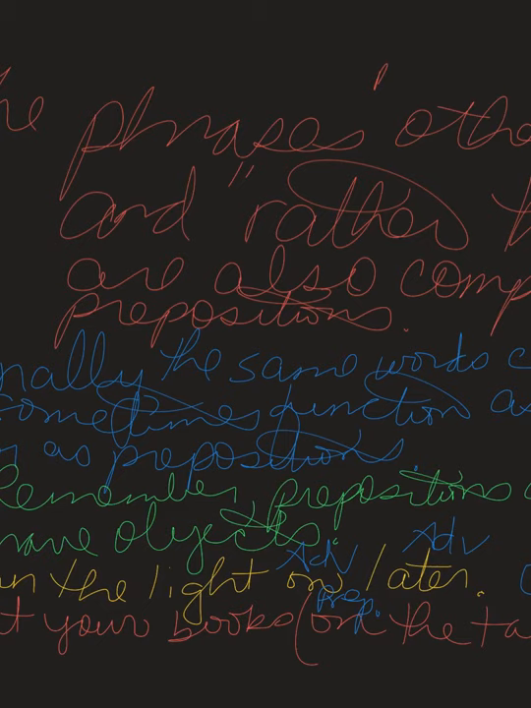But look at on in the next sentence. Put your books on the table. On is the preposition. Table is its object. On the table is the whole prepositional phrase. And on connects the word table back to the word put. Put them where? On the table.